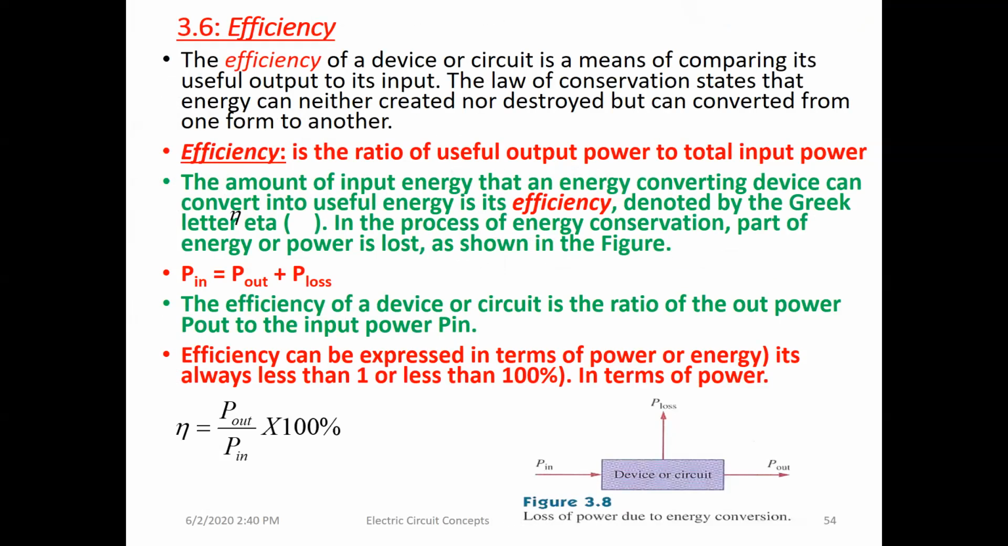Efficiency. Efficiency of a device or circuit is a means of comparing its useful output to its input. The law of conservation states that energy can neither be created nor destroyed, but can be converted from one form to another. So the meaning of efficiency: we have a machine, okay?